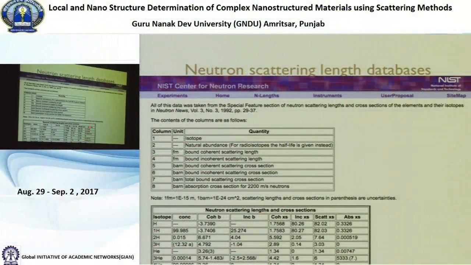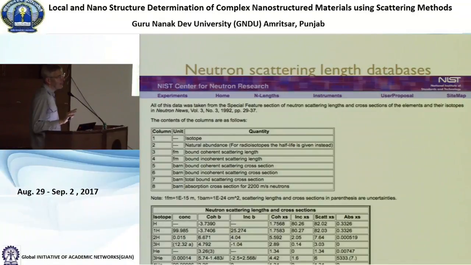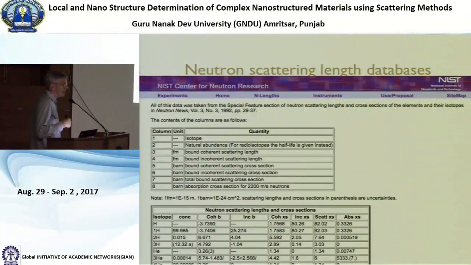And this is an important one. This is the absorption cross-section. So most elements have very low absorption, and there's a few kind of nasty elements that have a very high absorption. And this is because they have actually a nuclear resonant capture. So they have a resonance for capturing thermal neutrons, and they're very highly absorbing.